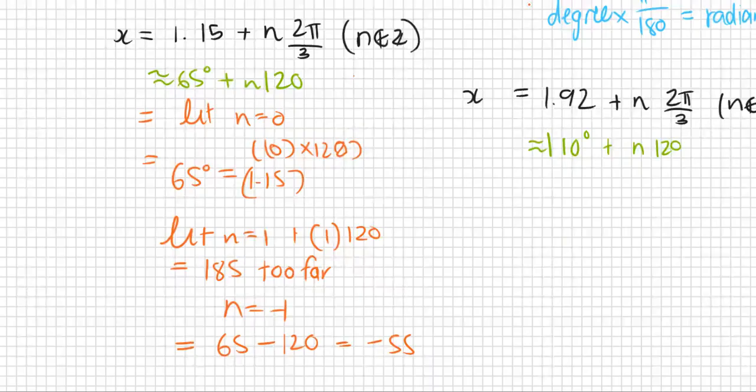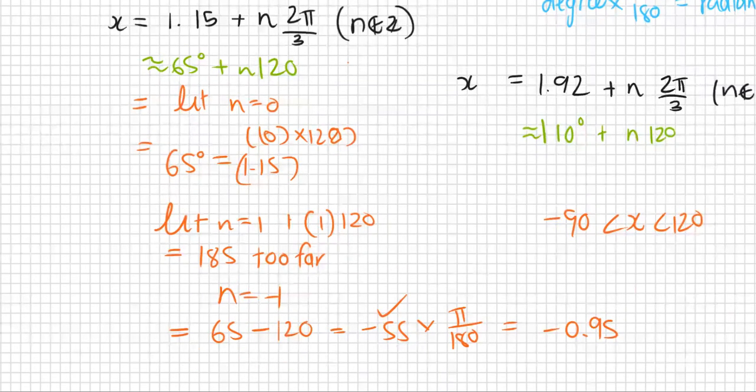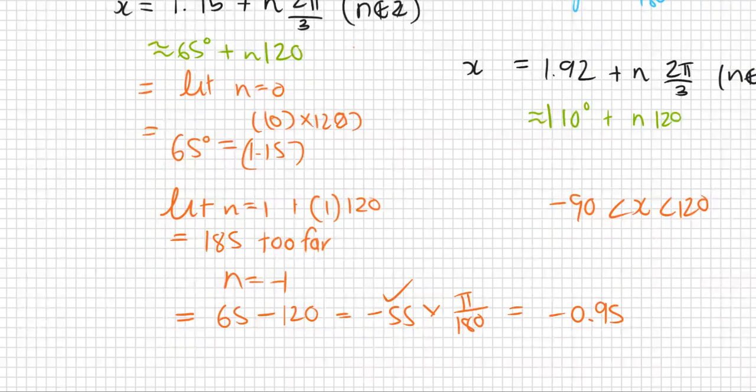Of course, we have to change this back, so multiply by pi over 180 to get it back into radians, and you get negative 0.955, because this one does exist. Negative 55 is within our parameters of minus 90 to 180. So negative 55 exists. To calculate that a little bit more correctly using the radians exactly, you'd say 1.15 minus 2 pi over 3.